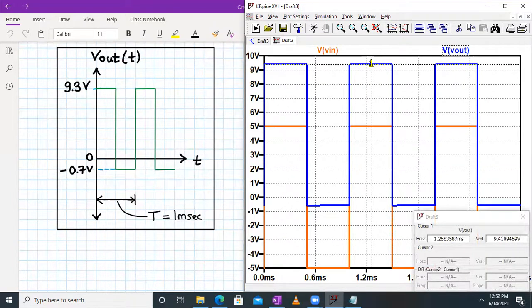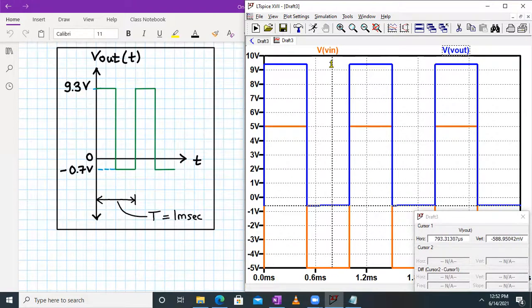So in the positive half cycle, its value is 9.41. That's absolutely fine, right? We should get 9.3, but we are getting around 9.41. That is absolutely fine because the on state value of the diode might be slightly different from what we have assumed. And for the negative half cycle, we are getting a constant value of around minus 588.37 millivolts. So that is also absolutely close, and that is absolutely fine.